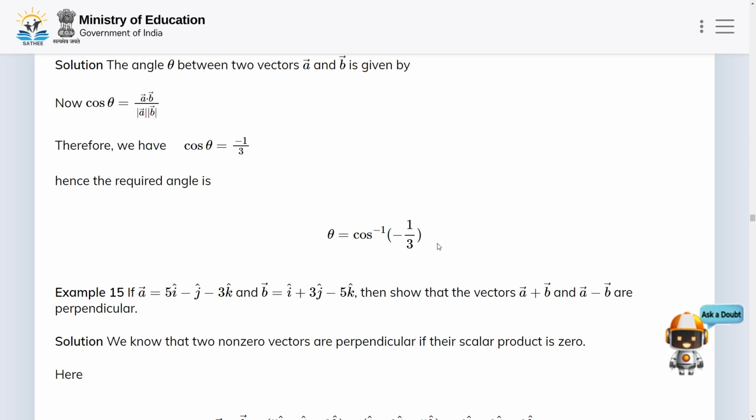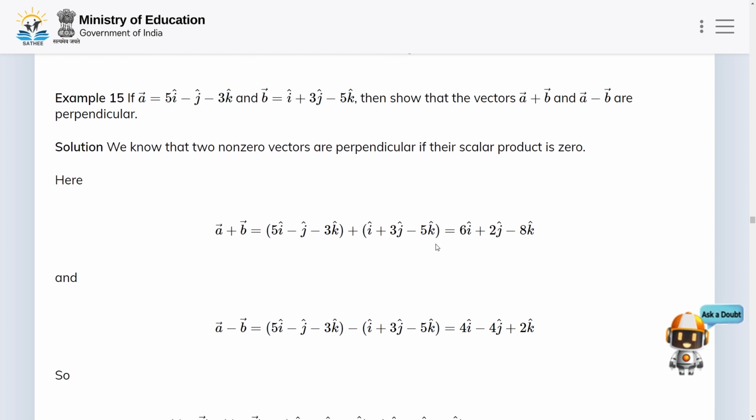Now another example. If vector A and vector B are already given to you, then show that their sum and their difference are perpendicular to each other. This means we have to first find the sum, and then their difference, and then find the dot product. If the dot product is equal to 0, then it implies that they must be perpendicular to each other.